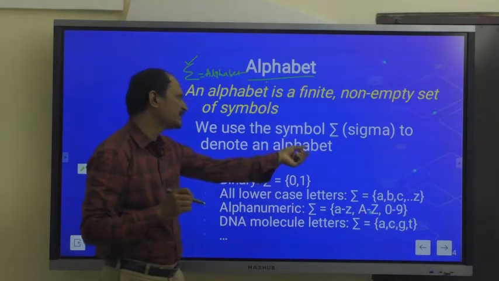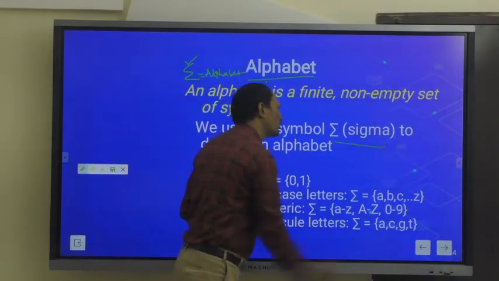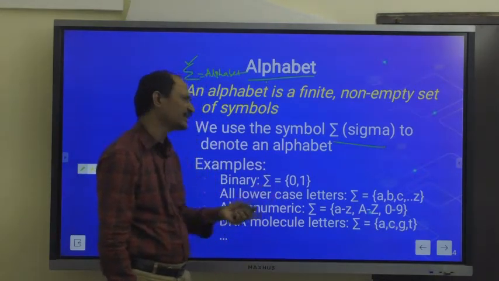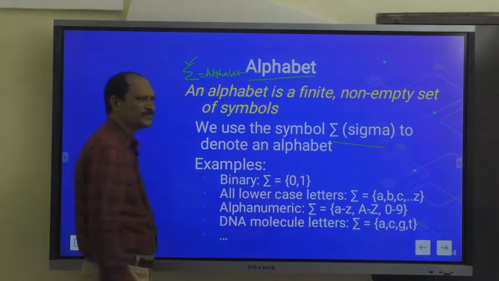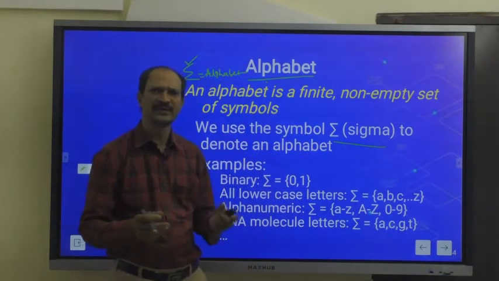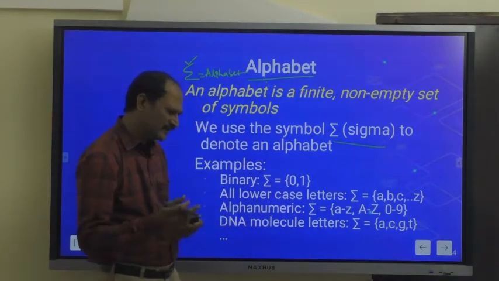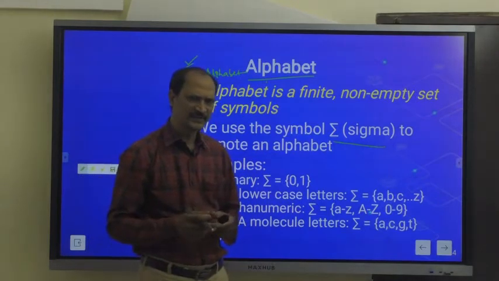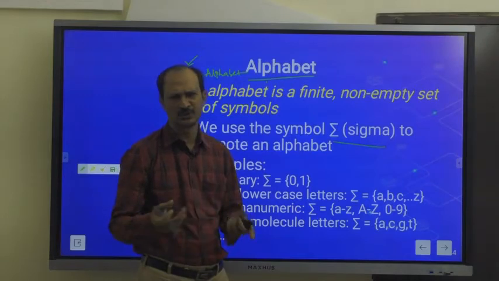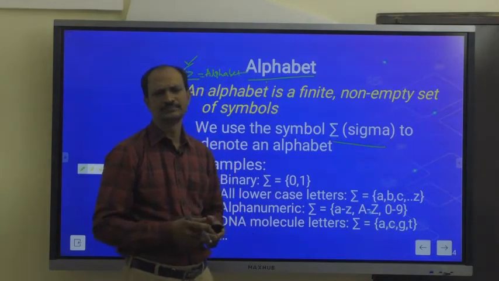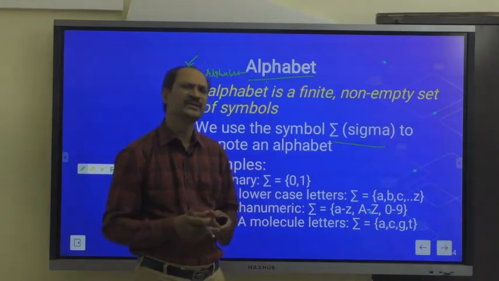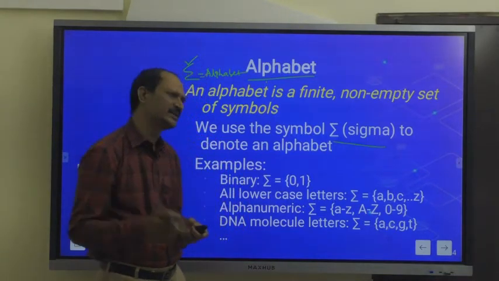So we have sigma as a letter to denote the finite, non-empty set of symbols, which is nothing but an alphabet. We can give several examples for alphabet. For example, we can start with the binary alphabet. As the name indicates, binary means 2. So we are going to have 2 symbols in the binary alphabet, that is, the first one is 0 and the second one is 1.